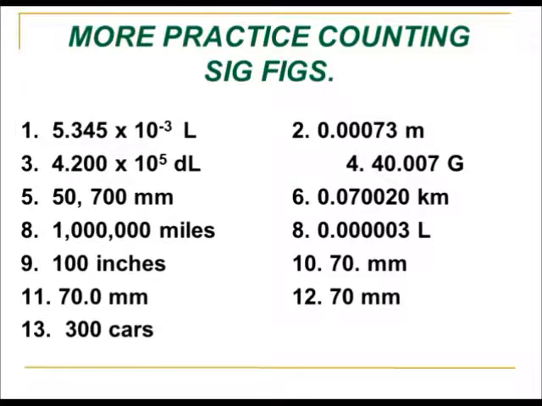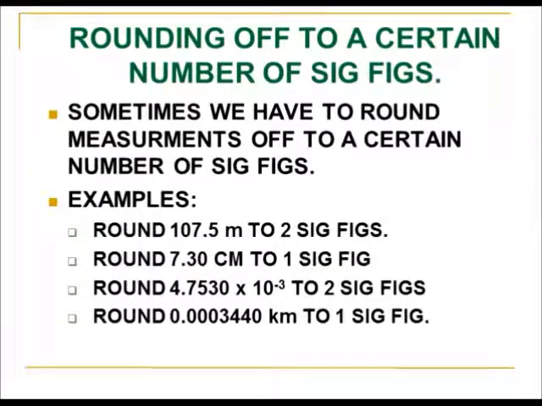Back to our slides. Sometimes you'll see a question where you need to round off to a certain number of sig figs. Here are some examples. If I needed to round off 107.5 to just 2 significant figures, I need to take into account that the 0 between real numbers would count. It can't be 108 because that would be 3 significant figures, so I have to go higher. It would need to be 110 in order to have only 2 significant figures, and I couldn't put a decimal there. It would just have to be 110.